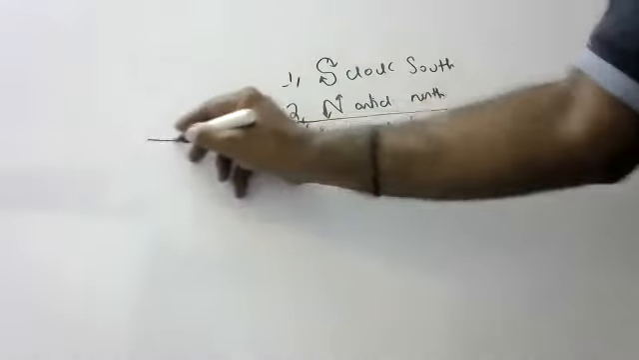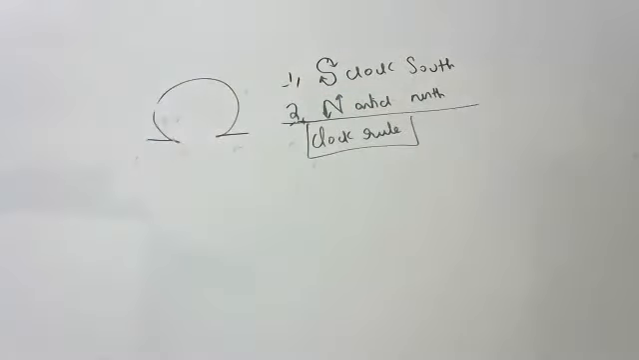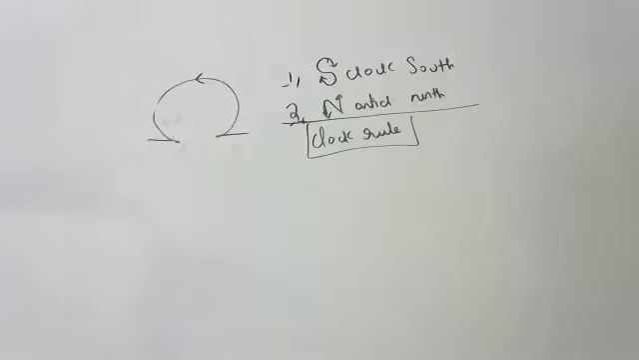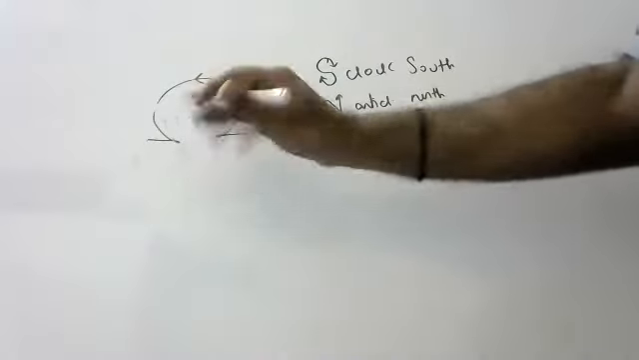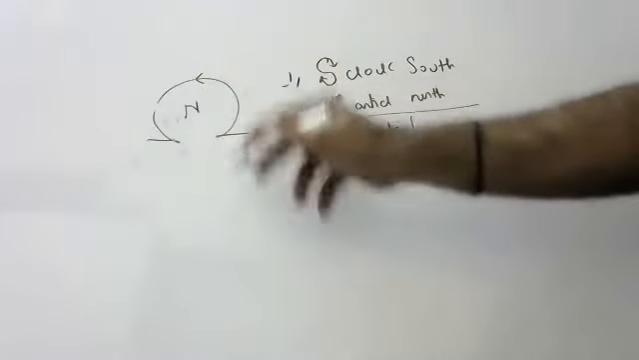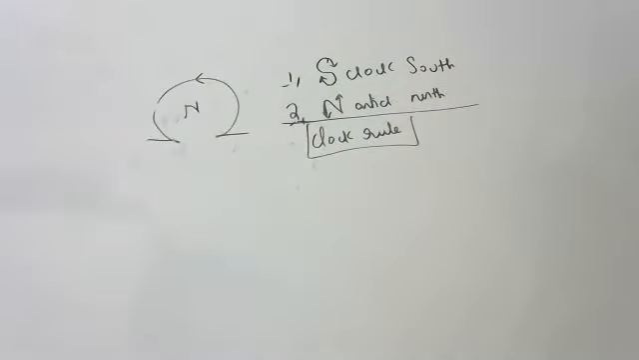Next question. A wire is bent in the form of a circle. Current is flowing in anti-clockwise direction. If current is flowing in anti-clockwise direction, this is front, this is back. The front will behave as a north pole, and of course the back will behave as a south pole. Okay, children.